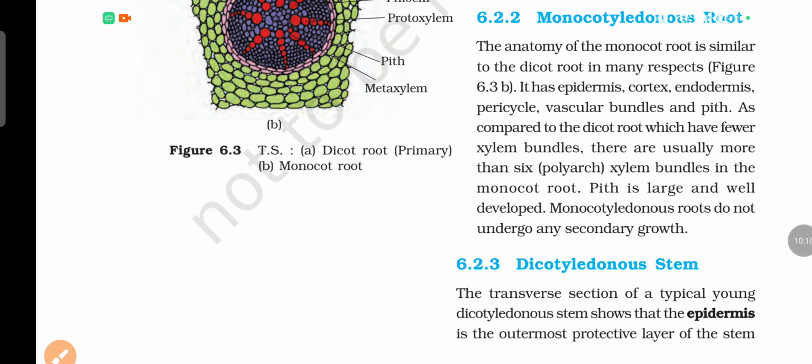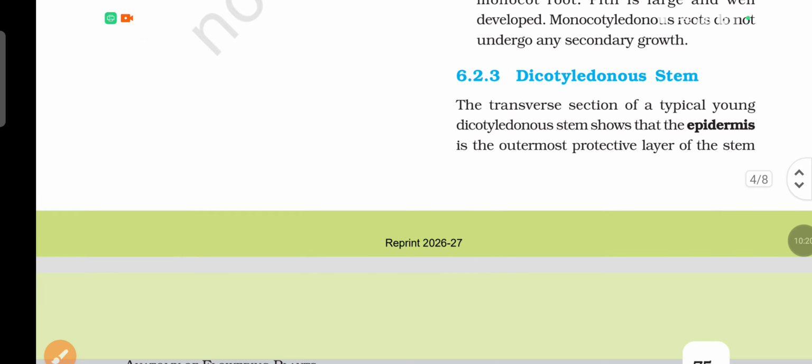So xylem is more in monocot. Pith is large and well developed. Monocotyledonous roots do not undergo any secondary growth.